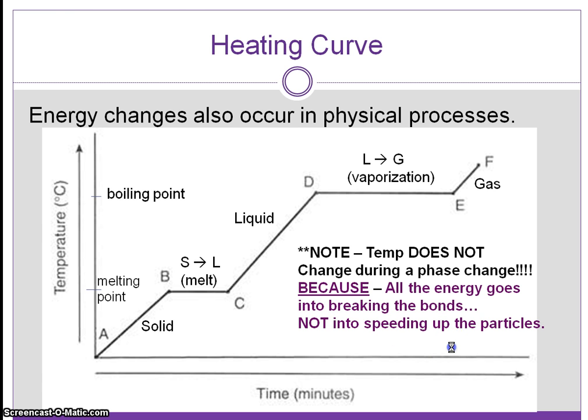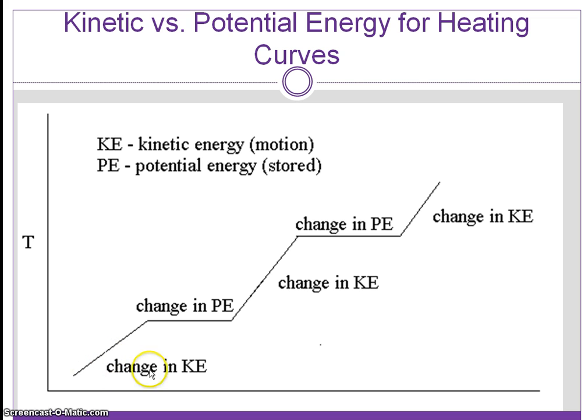So temperature changes are kinetic energy. So notice that on the diagonal lines you have a change in kinetic energy. The other type of energy is called potential. And that means stored energy, which has to do with the chemical bonds. So anytime you're breaking bonds, you're going to change the potential energy. And notice that that happens during phase changes.